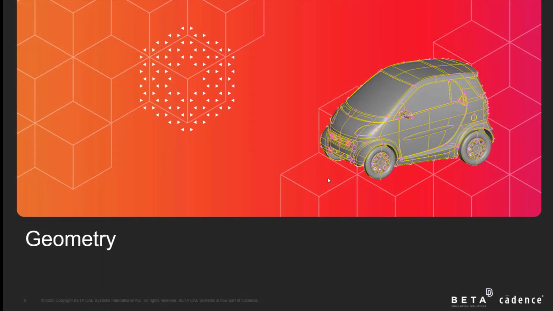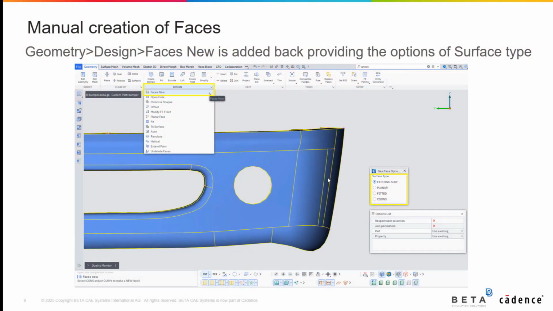Moving on to geometry, we have brought back the function faces new, under the geometry ribbon, design group, so that the user is allowed to create a face in the old way, where they can specify explicitly its type, whether it is cones, fitted, planar, or using an existing surface.